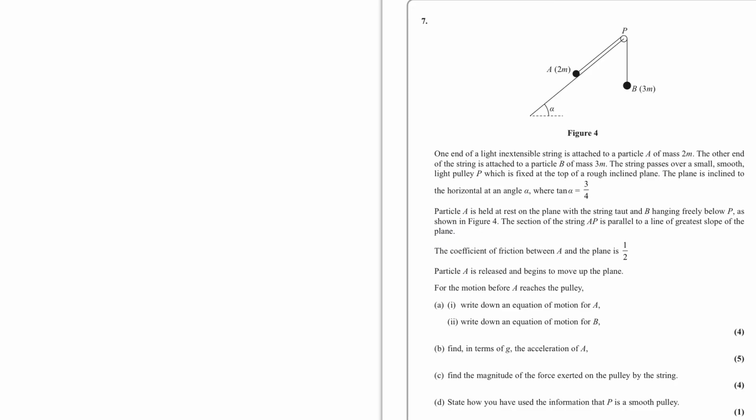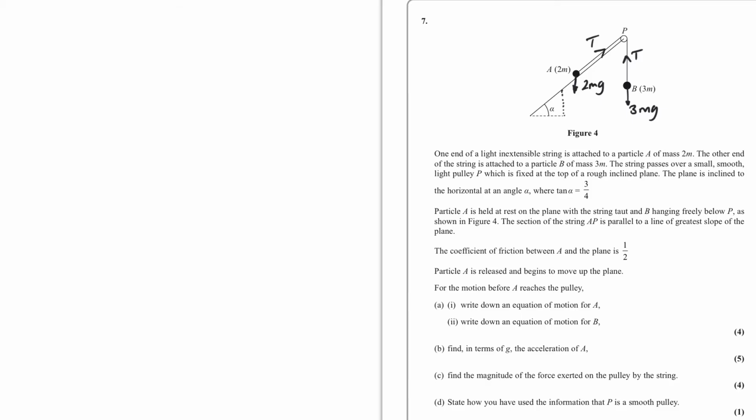Okay, so we've got that this is on essentially a rough plane, isn't it? We've got a smooth, light pulley, so we don't have to worry about anything there. That means that these tensions are going to be the same there. This mass is going to hang down here, 2mg. This one here will be 3mg.